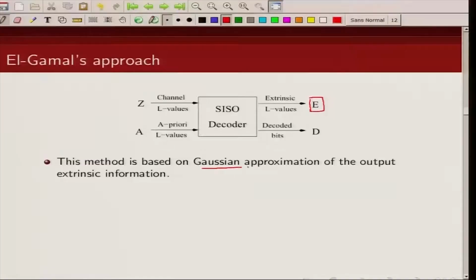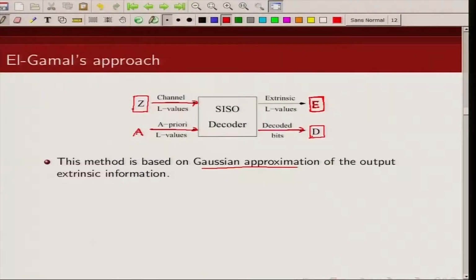So, Al-Gamal's approach is based on Gaussian approximation of this output extrinsic information. Note there are 2 inputs to my soft input soft output decoder, one which I am referring to by Z, which is just the channel received L values. The second one is the a priori values, and there are two outputs, one is the extrinsic information and the other one is the APP L values. If I take a hard decision on that, what I get is my decoded bits.